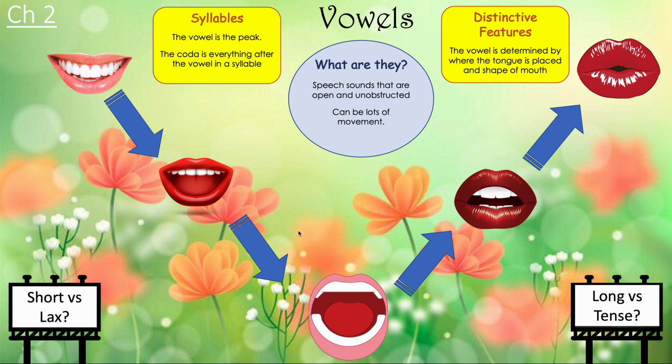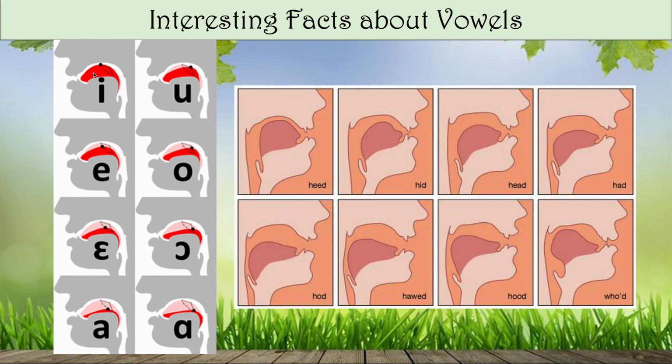Now, distinctive features, again, like we said, is determined by the shape of the mouth and where the tongue is placed. We've got two different things to consider with the tongue at the same time: if it's front or back, and if it's high or low. So if you want a vowel sound like the E sound here, you're going to be high and front. So let's take a look at that.